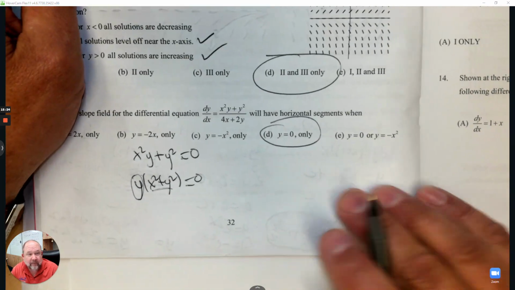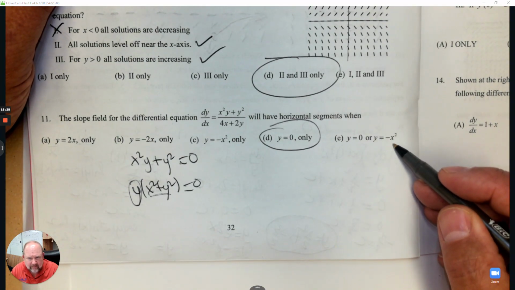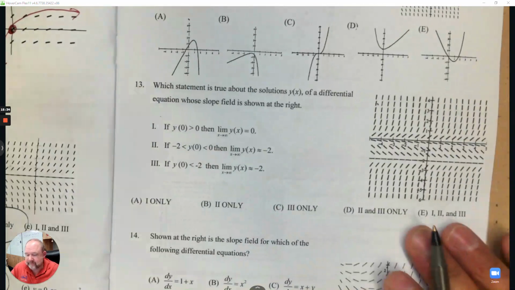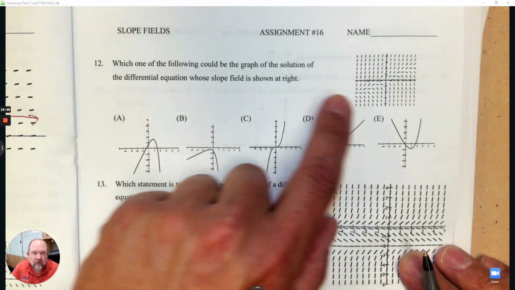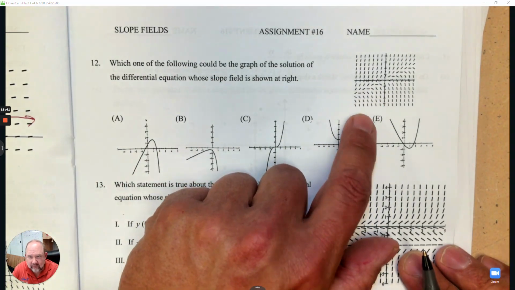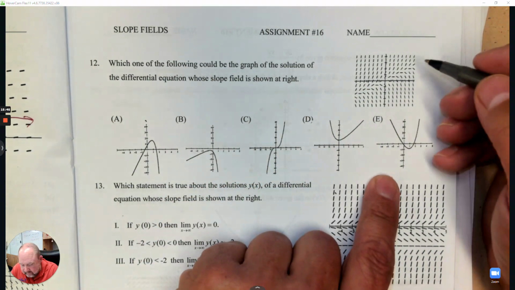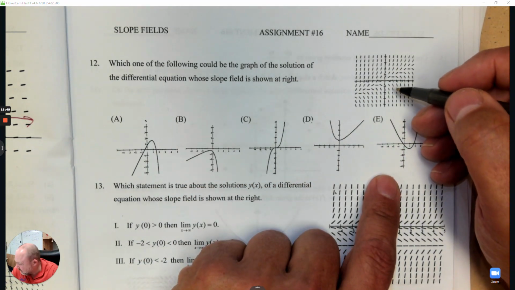Oh, the other one would be if you get negative x squared, if y equals negative. I don't see that one. No, this is the answer. Okay, number 12. Which of the following could be the graph of the solution of the differential to the right? So if you take a point and you think which one could match it?